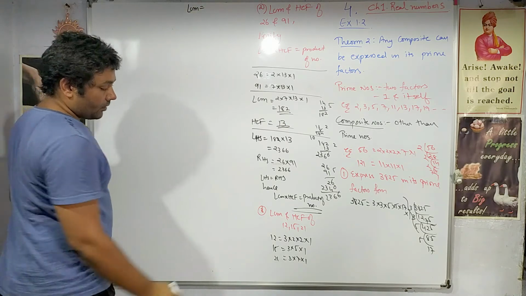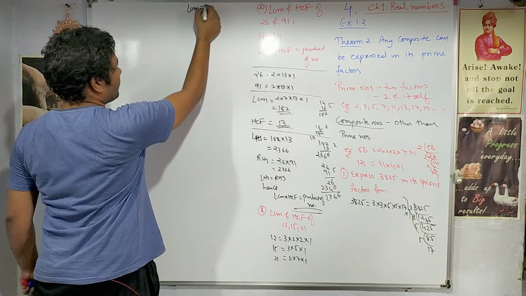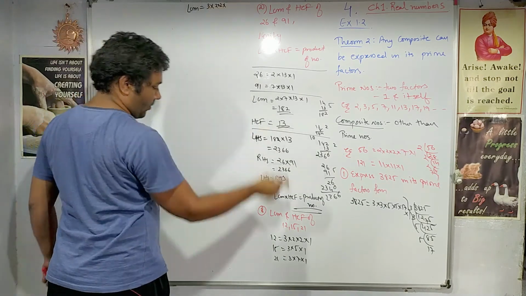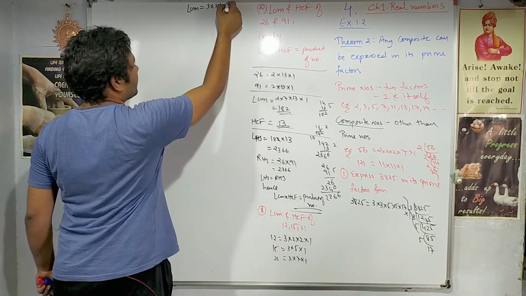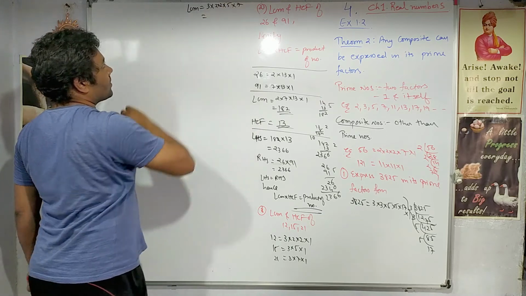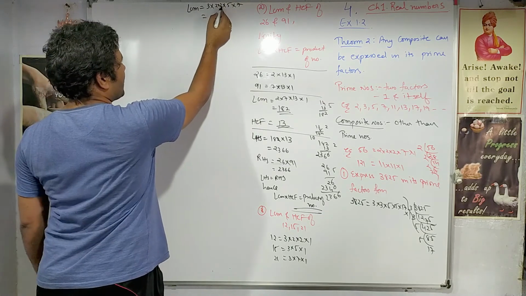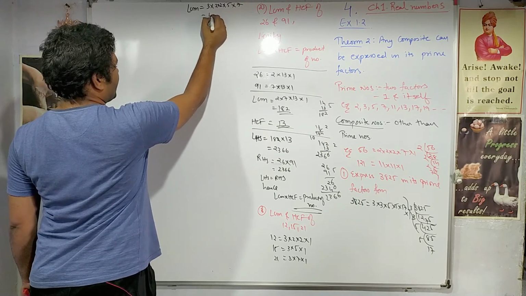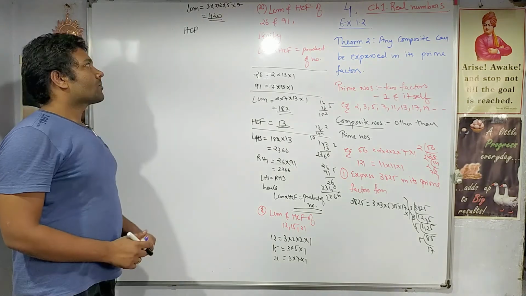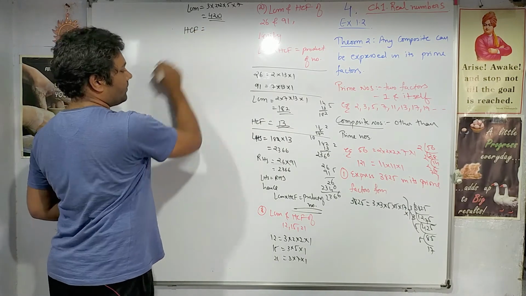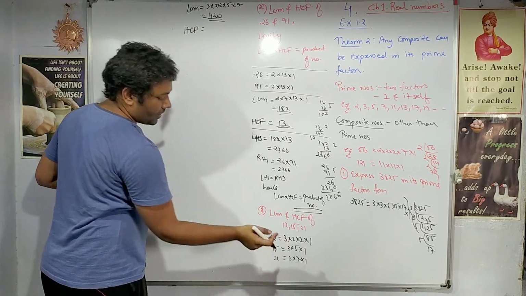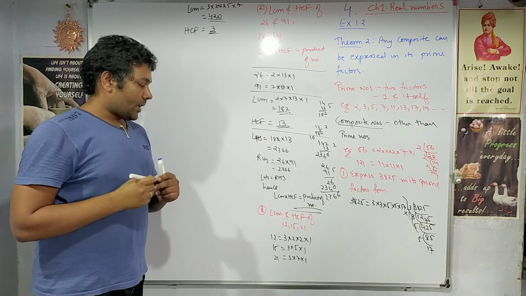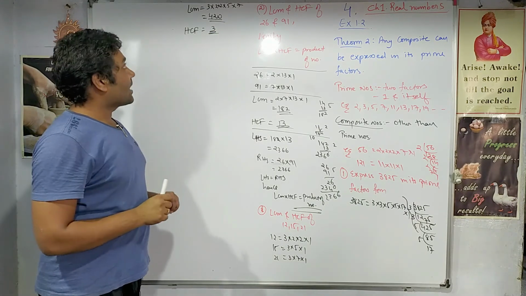LCM will be, right, 3 is common, we write only one time, then 2 into 2, and then for 15 and 21, 5 and 7. So how much is it? 3 2s are 6, 6 2s are 12, 12 5s are 60, 60 7s are 420. So LCM is 420. If we find the HCF, only the common one, so 3 is common, so HCF will be 3. So that is the answer. HCF is 3 and LCM is 420.